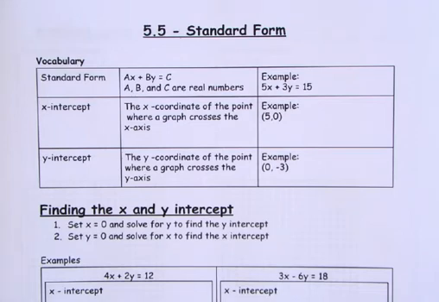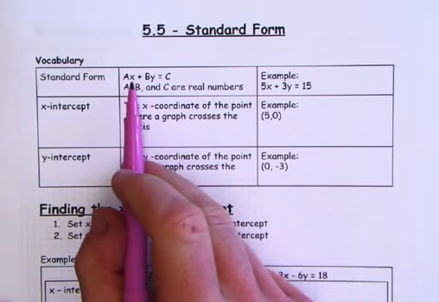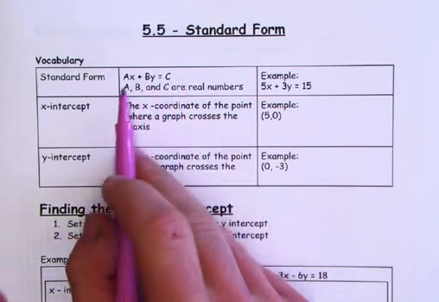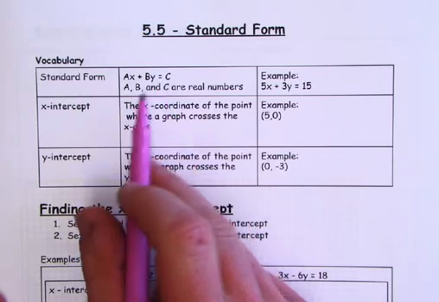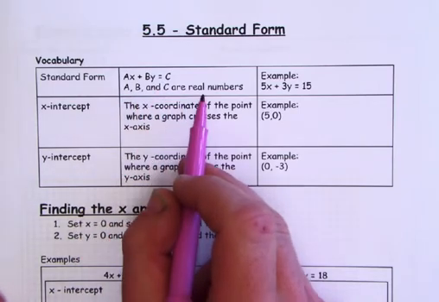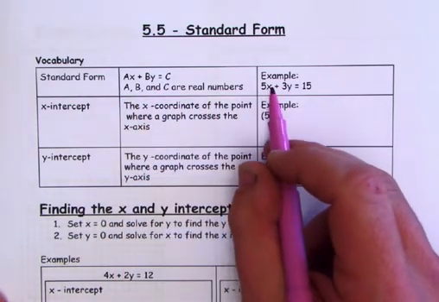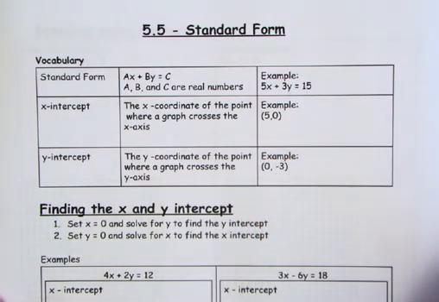Now, standard form follows the formula ax plus by equals c, where a, b, and c are all real numbers. So here's an example: 5x plus 3y equals 15. Standard form is generally used when we either have the x and y intercepts or we want to find the x and y intercepts. And let's show you why.